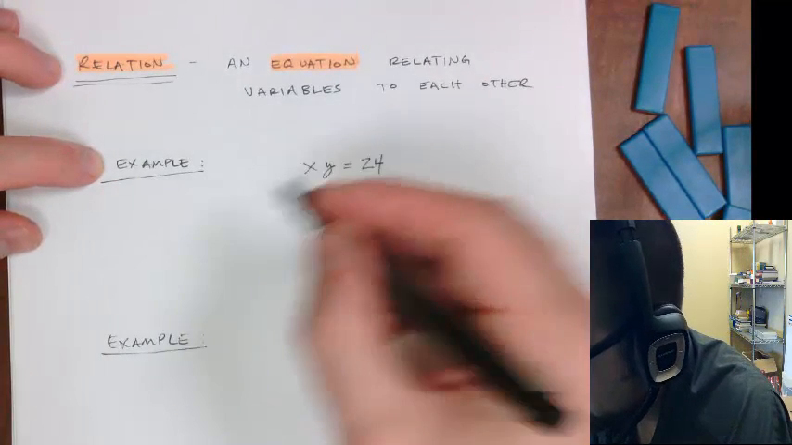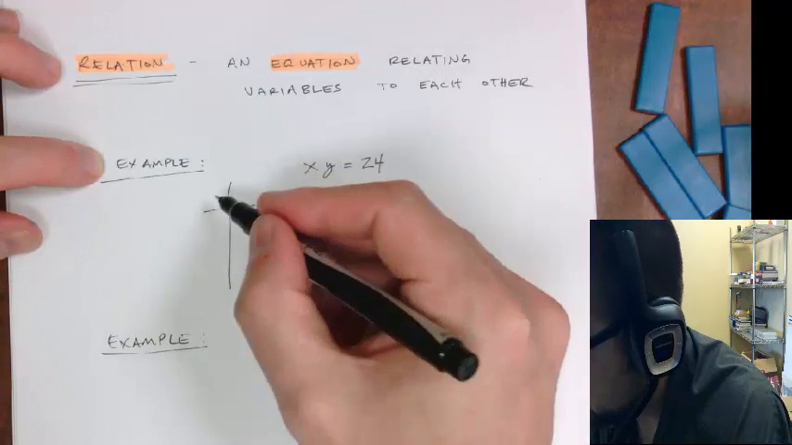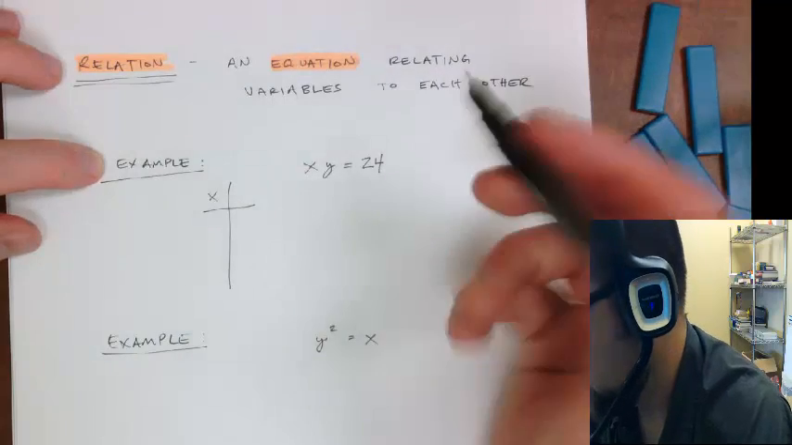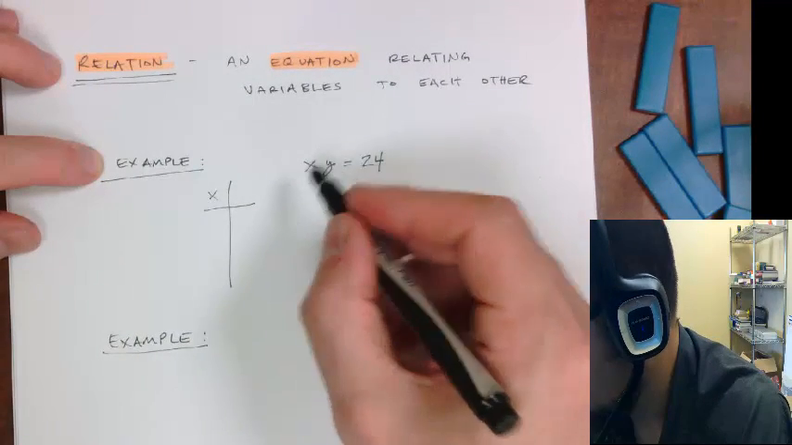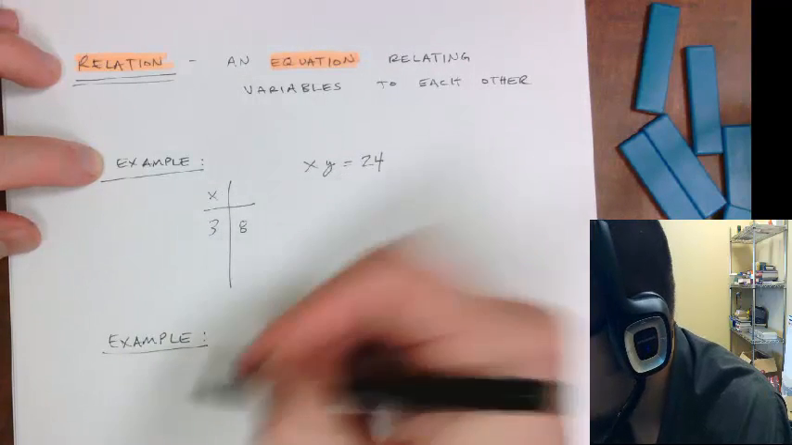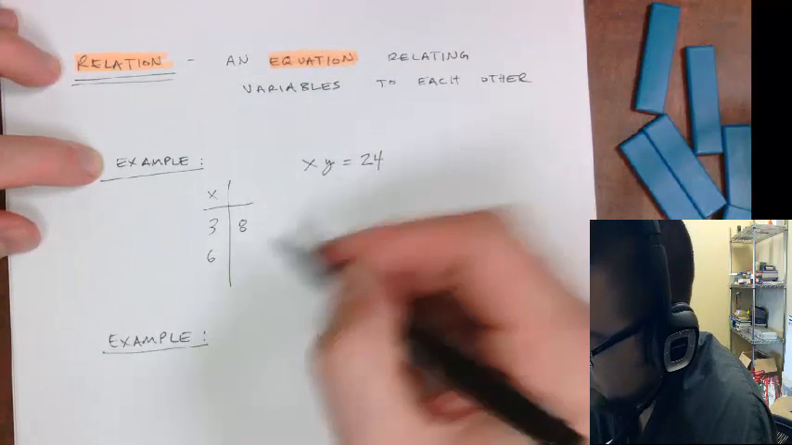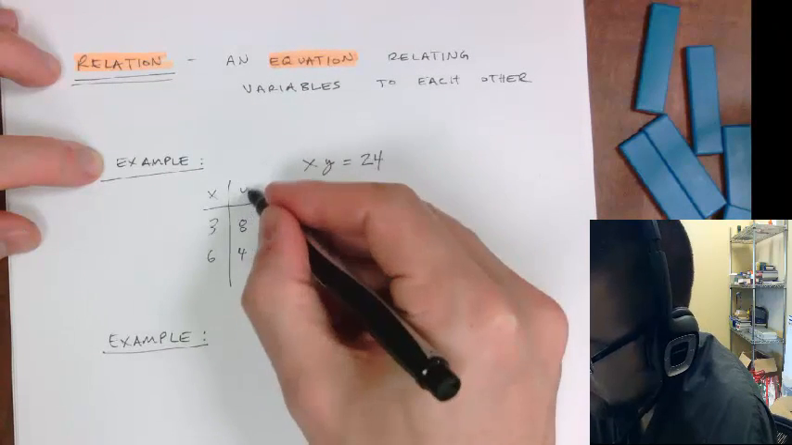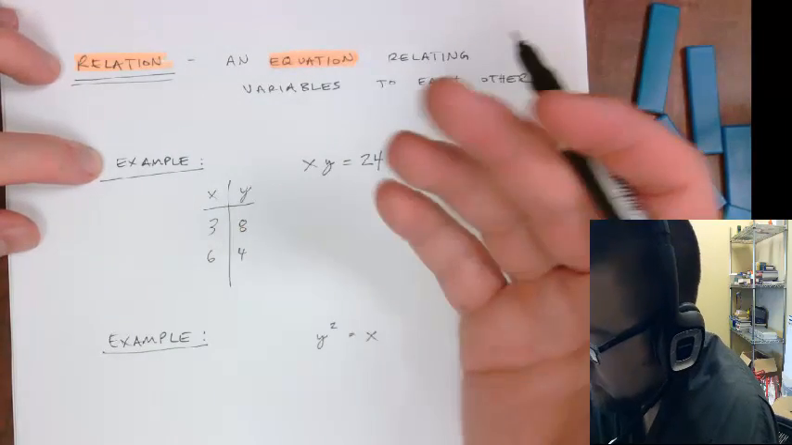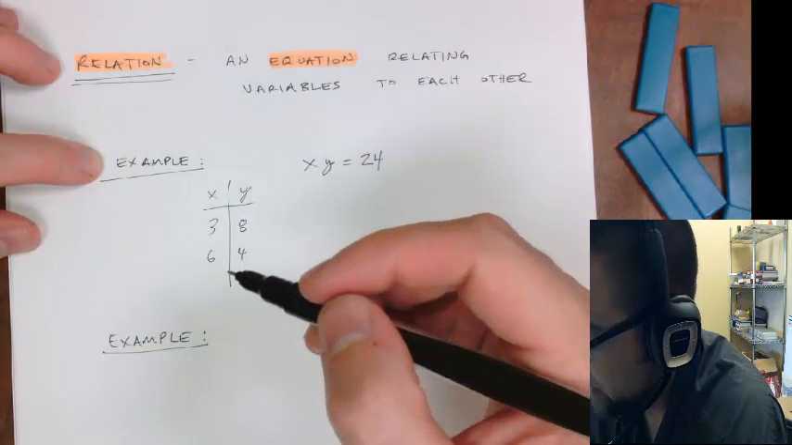Now, I could come up with a table like this, with single input, single output. Let's say I input my x value. Let's just say I pick some things that work. 3 times what number would be 24? Well, 3 times 8. And what if I picked 6? Well, 6 times some number is 24. 6 times 4 would be the single output that would work. So there are points where it is a function, but there are points that would make it not a function.